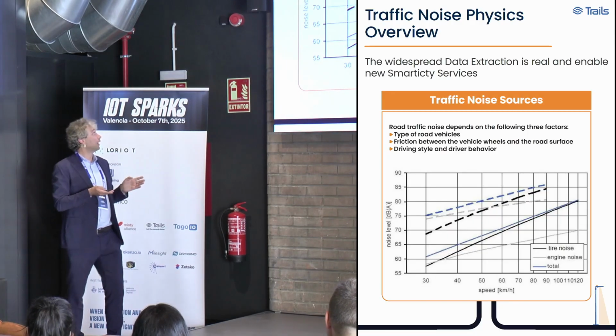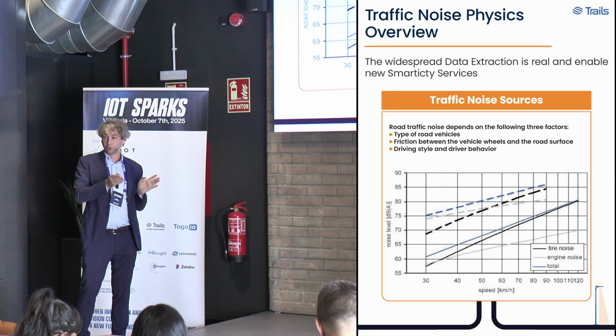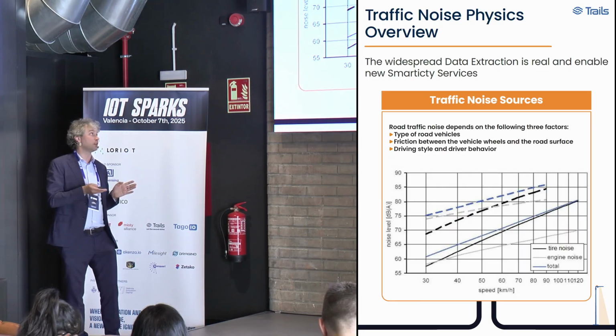So right now we are counting cars in general, but we can also distinguish at low speed if they are electric or if they are not.